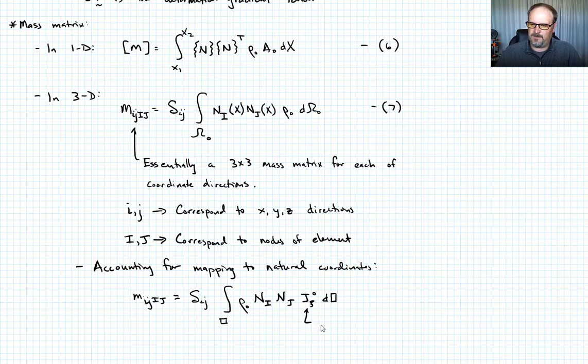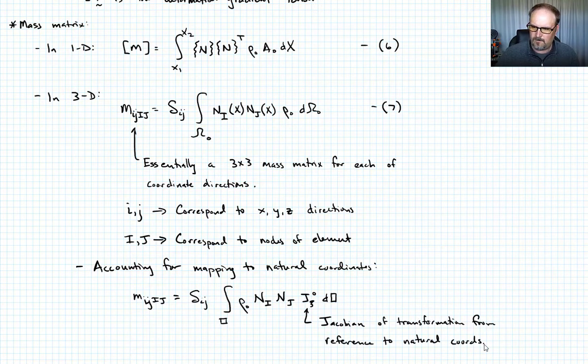So this is the Jacobian, not of the transform from the current to the reference state, but from the reference state to the natural coordinates. Okay, so I want to mention that as I move through here: whenever I write C for this particular lecture, I'm not referring to the current coordinates, I'm referring to the natural coordinates. So let me just say, Jacobian of the transformation from the reference to the natural.